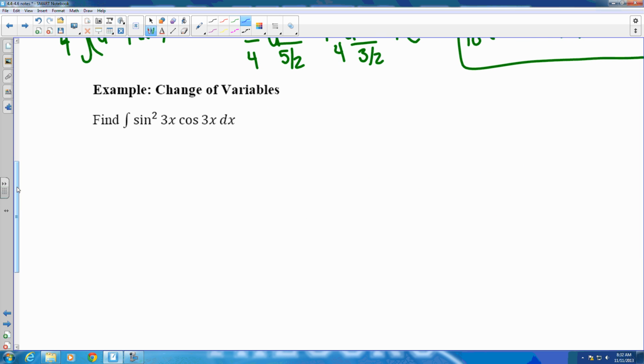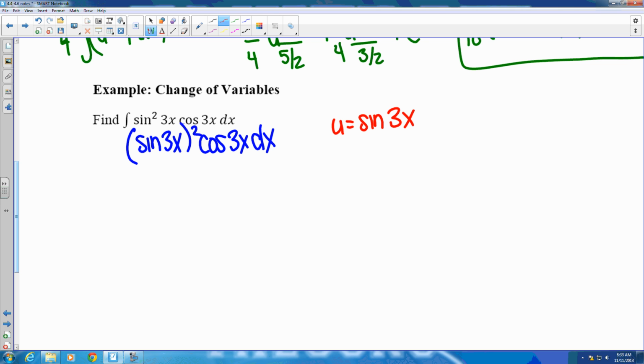Okay, here we have to identify the inner function. Remember that when we have sine squared of 3x, that means that our inner function is sine 3x. The whole thing is being squared. You can rewrite it as this and it will help us a little bit. So u is going to be sine 3x. du is cosine 3x times 3 dx. We have an extra 3, so we need to divide.